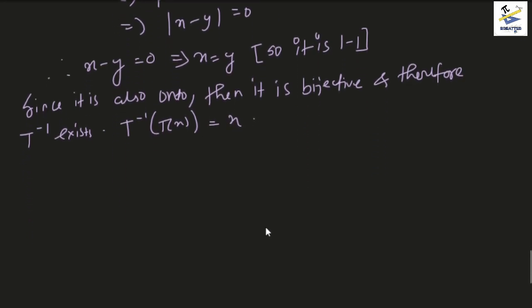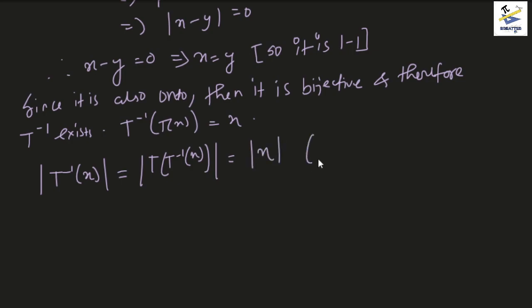Now we need to prove the same property for T inverse. T inverse of x also belongs to R to the power n, so this is a vector in R to the power n, and since T is norm preserving, we know that for every x, the norm of T of x is the norm of x. So the norm of T of T inverse x should be equal to the norm of x. So T inverse is norm preserving.